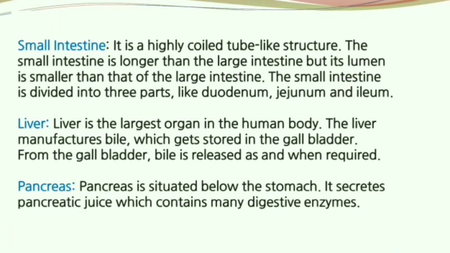Coming to the liver. The liver is the largest organ in the human body. The liver manufactures bile, which gets stored in the gallbladder. From the gallbladder, bile is released as and when required. Coming to the pancreas. The pancreas is situated below the stomach. It secretes pancreatic juice that contains many digestive enzymes.